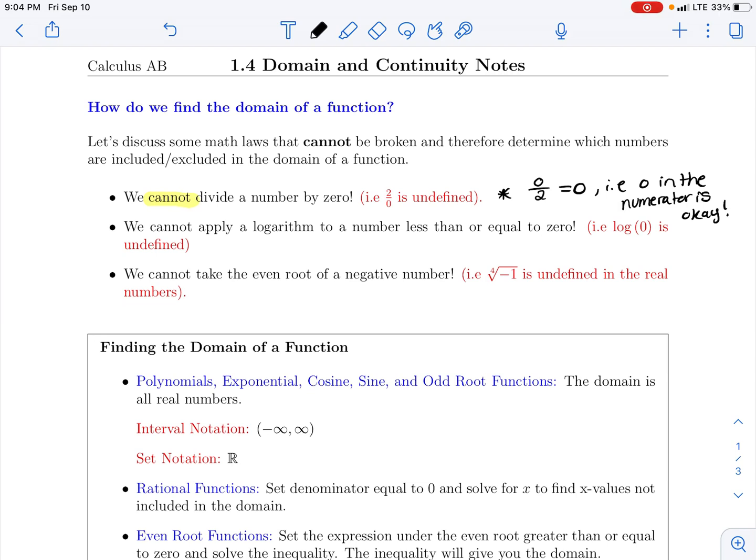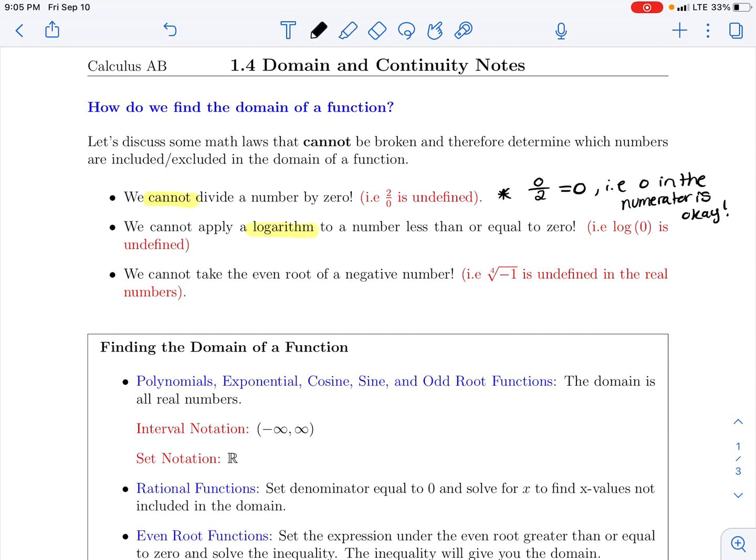Alright, the second thing is we cannot apply a logarithm to a number that's less than or equal to 0. Okay, so in other words, log of 0 is undefined, and so is log of -1, log of -2, so on and so forth. And this works for all logarithms with any base. Alright, so it could be log base 10, it could be the natural log with base e, it could be log base 2, it could be anything. Alright, so anything that's a logarithm.